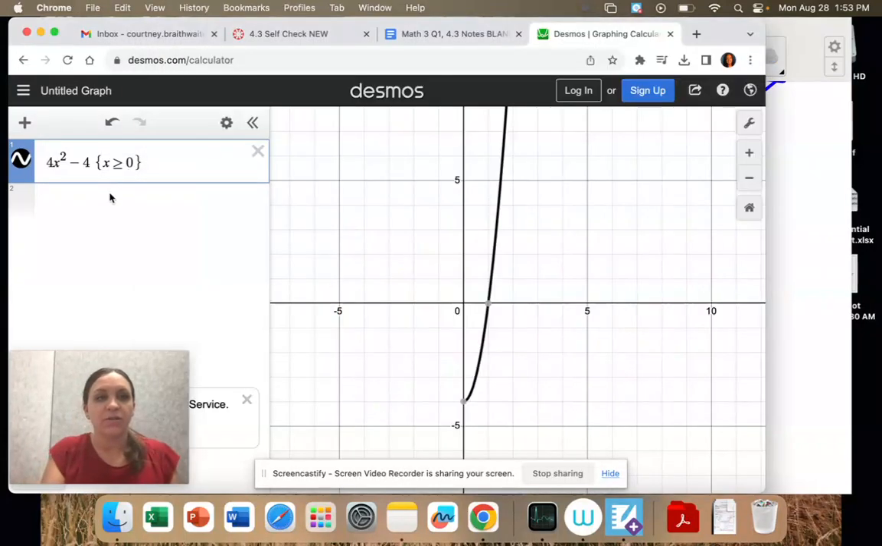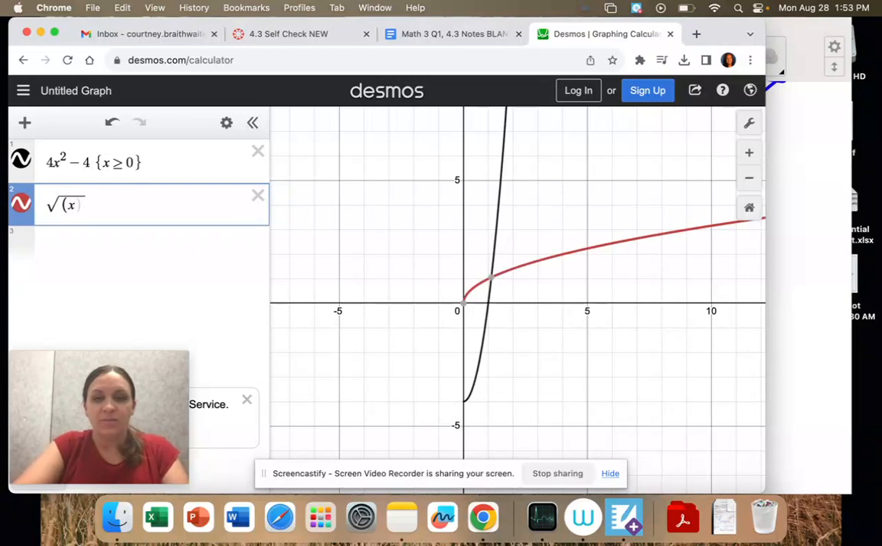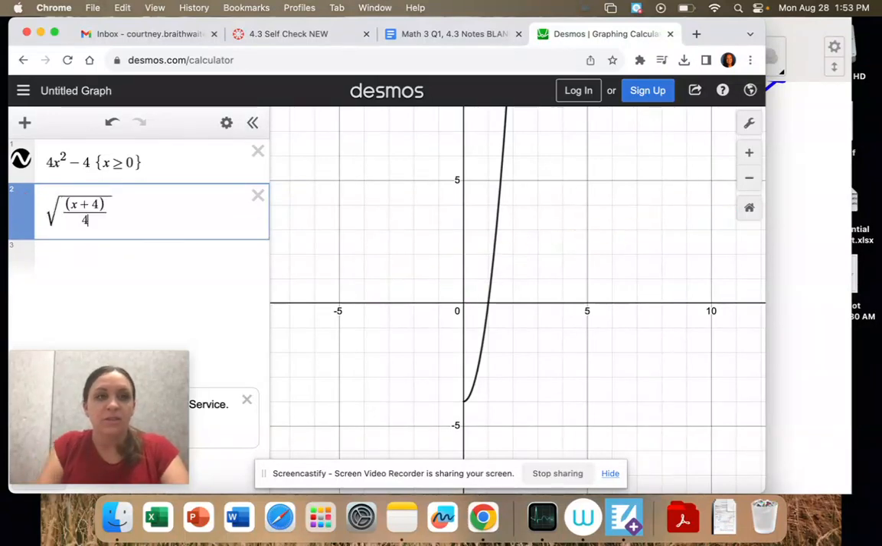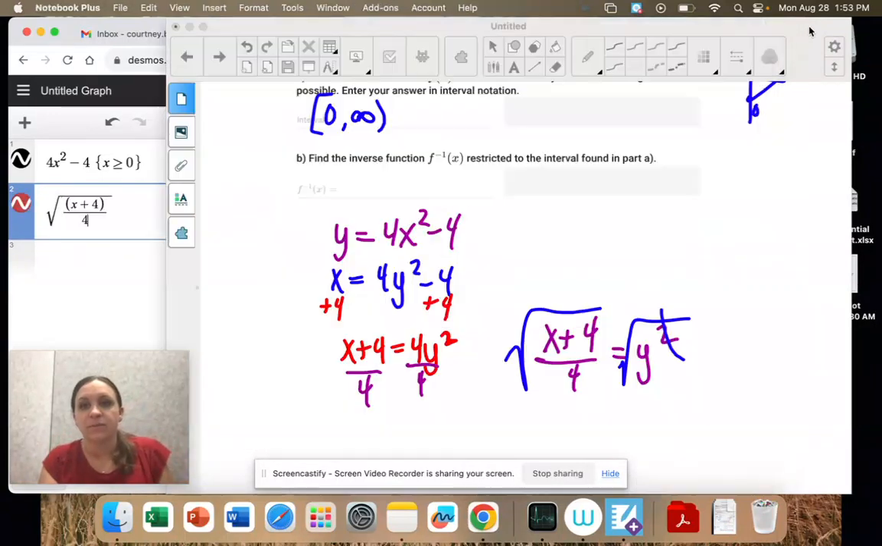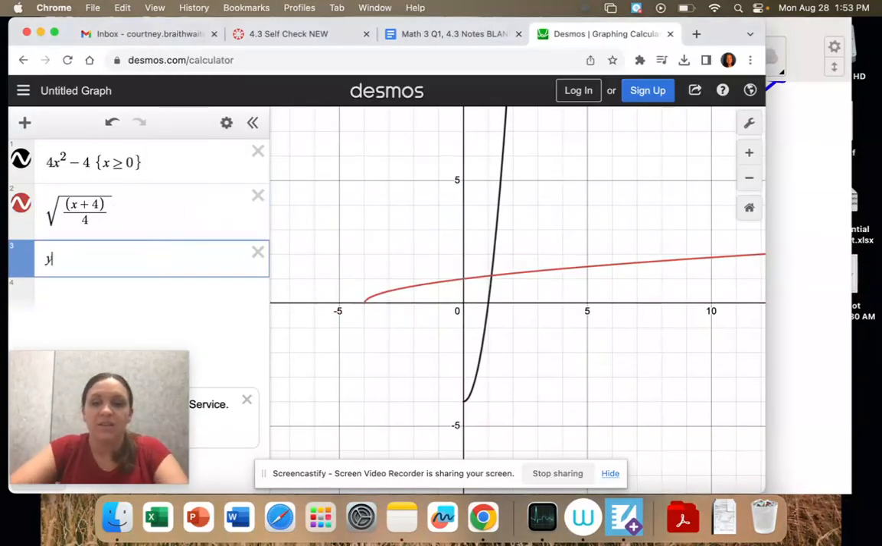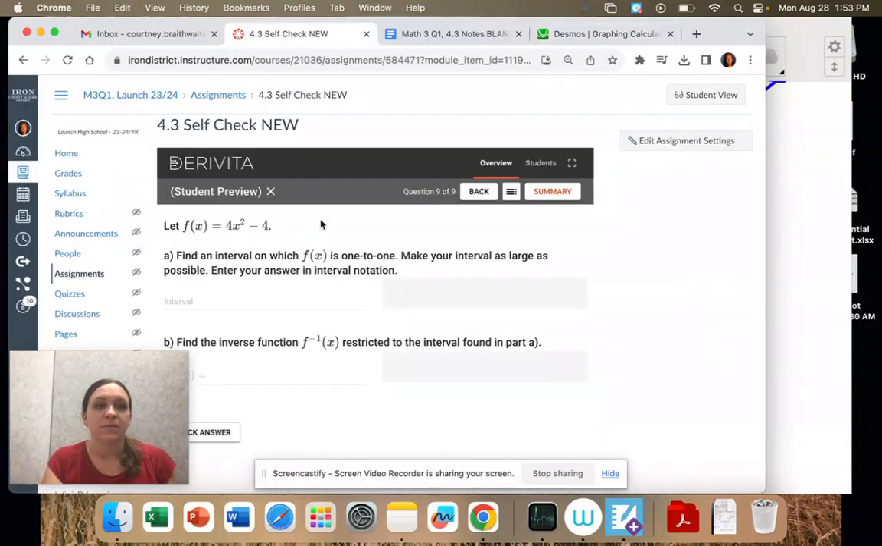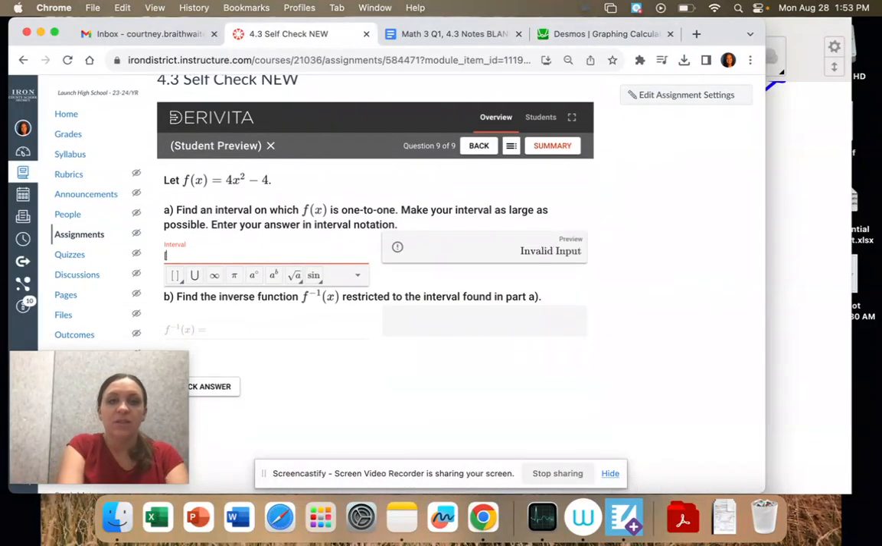So the square root of x plus 4 divided by 4. And see if I graph y equals x, how it flips over that line, and it kind of creates a cool design. So my interval goes from 0 to infinity.